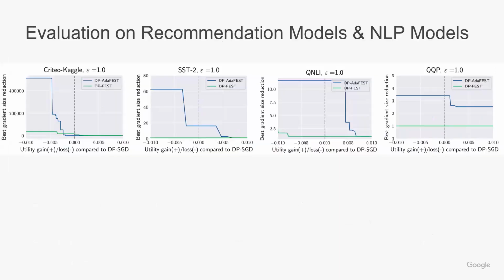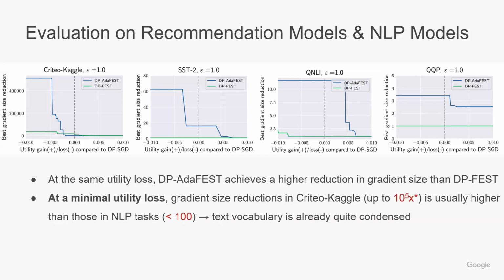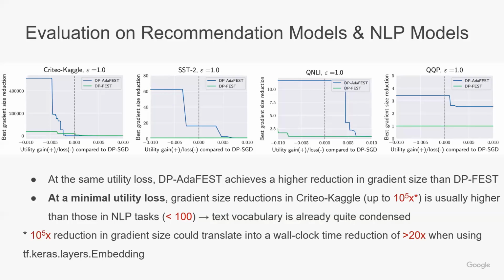We then translate these scatter plots into a gradient size reduction curve as shown here, where the x-axis is the utility loss or utility gain compared to vanilla DP-SGD, and the y-axis is the gradient size reduction. The higher the curve, the better the performance. We find that DP-AdaFast actually gives us a better gradient size reduction compared to DP-Fast at the same level of utility loss due to its adaptive nature. Specifically, on the Criteo Kaggle dataset, which is a recommendation task dataset, we're able to reduce the gradient size by more than 10 to the fifth, which translates into 20 times if we're using a specific API.